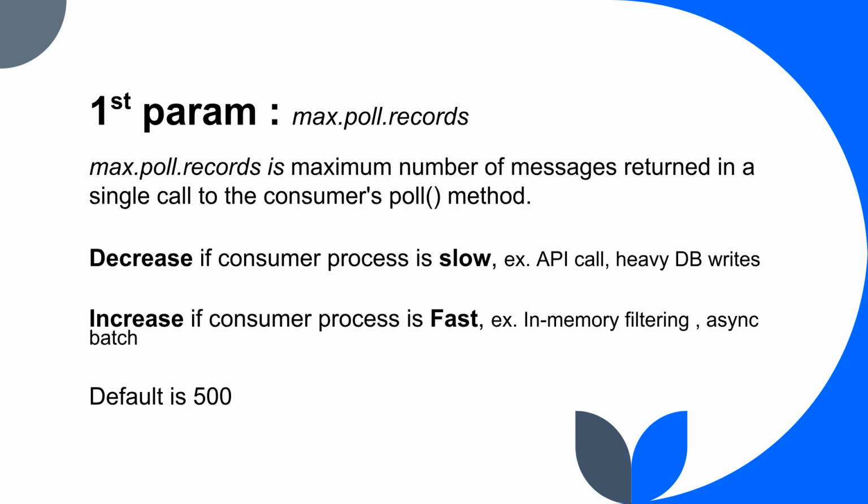Max.poll.records is the maximum number of messages returned by a single call to the consumer's poll method. Decrease it for slow processes and increase it for faster processes. The default is 500.